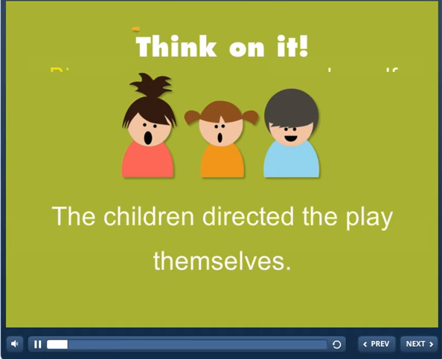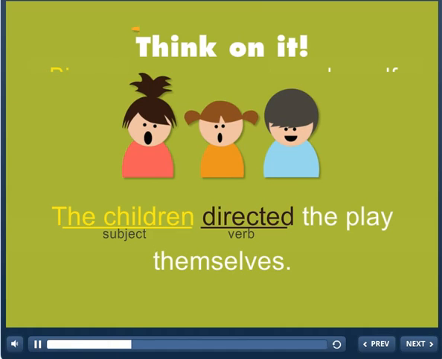The children directed the play themselves. Directed is the verb. The children is the subject. What did they direct? The play. In this sentence, the object, the play, is different from the subject, the children. The pronoun themselves is not the object. It is not a reflexive pronoun. Instead, it is showing stress.